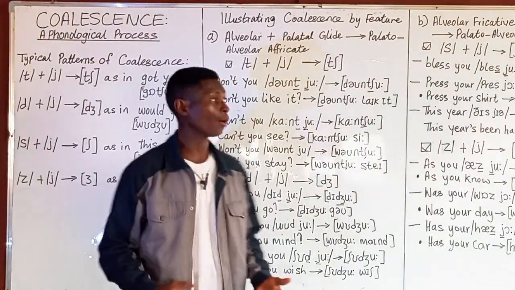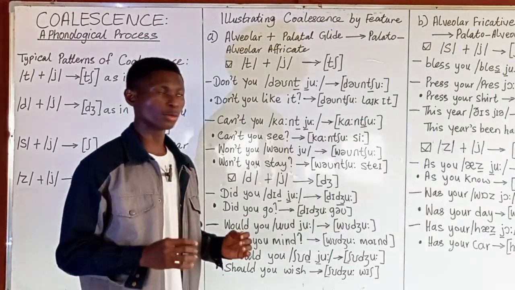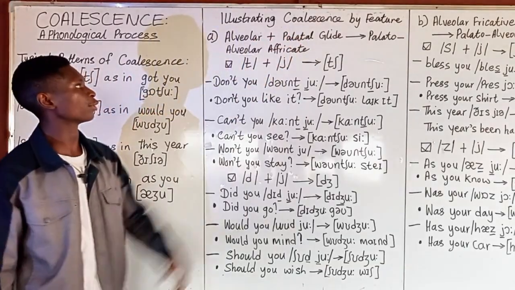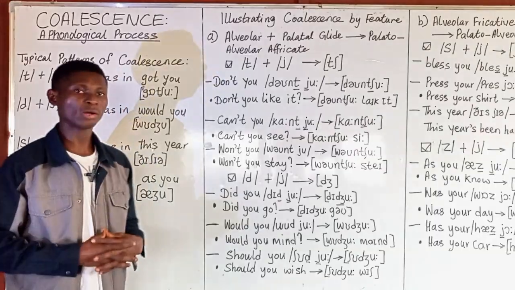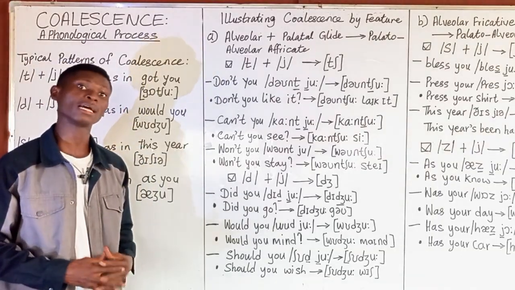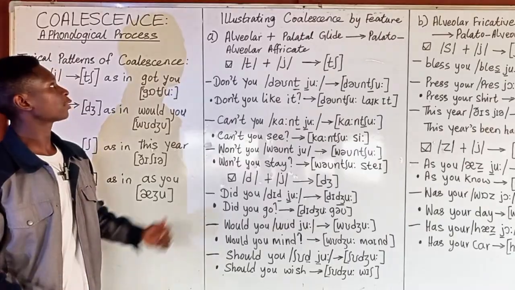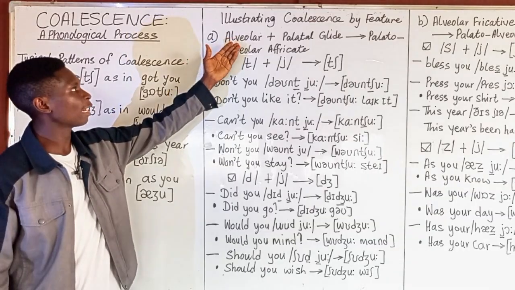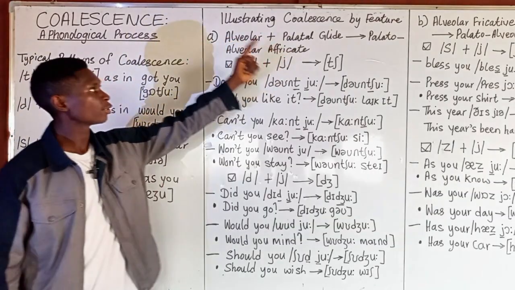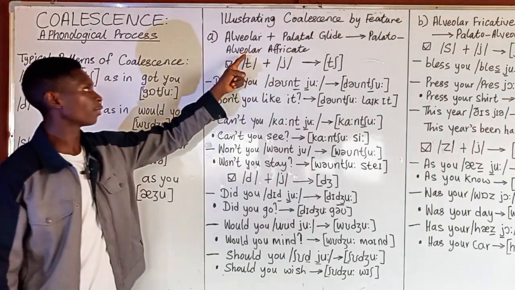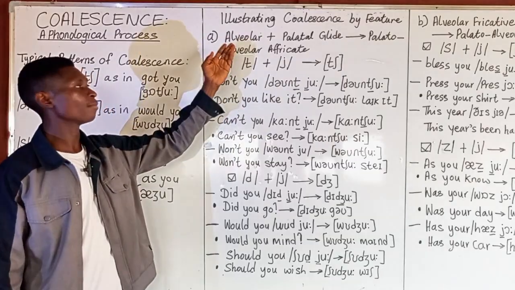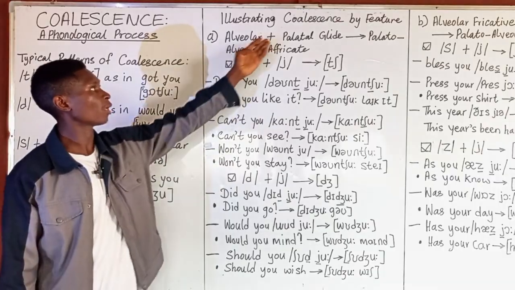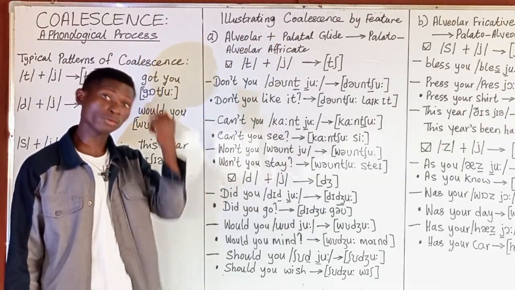All right, so now let's look deeply into the process of illustrating coalescence by feature. We want to consider the feature and also more examples of this particular phonological process. So the first one is a combination of alveolar plus palatal glide to give us palato-alveolar affricate. What do we mean by alveolar sounds? Sounds produced with the help of the alveolar ridge. Then palatal, sounds produced with the help of the roof of the mouth.